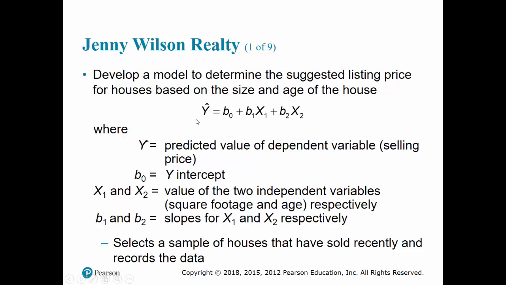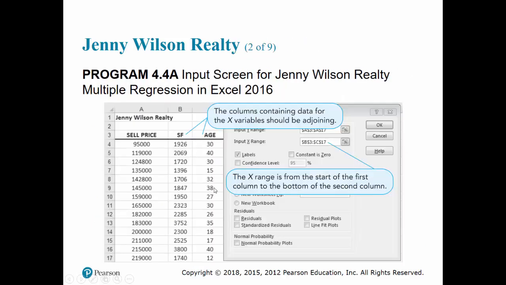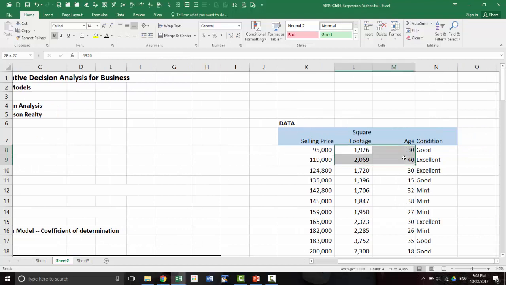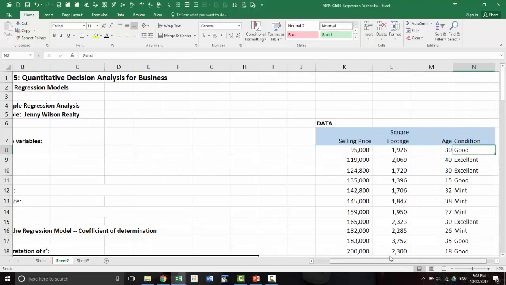So we have the predicted value of the price. b sub 0 is the y-intercept. x sub 1 is square footage, x sub 2 is age, and these are the two slope coefficients, and we want to develop regression results for that. So we're going to use Excel to generate the results. So let's head over to Excel. So this is the example. Here is the data, and first we will use only these two, and then we will include the condition.